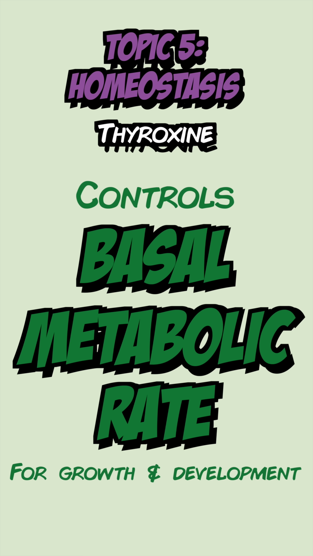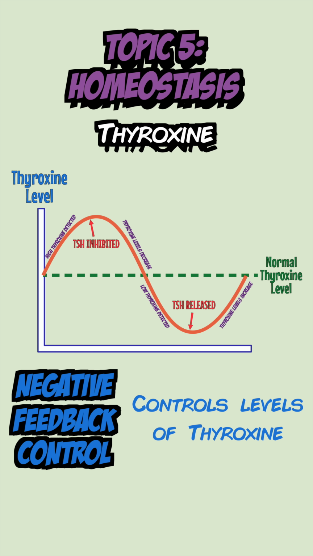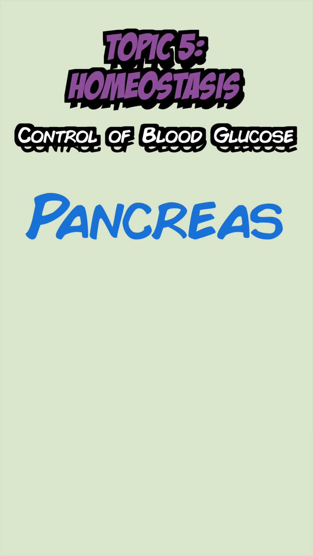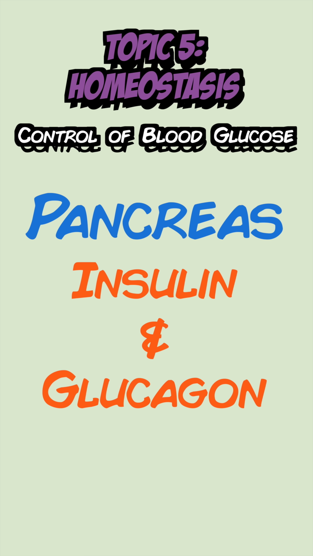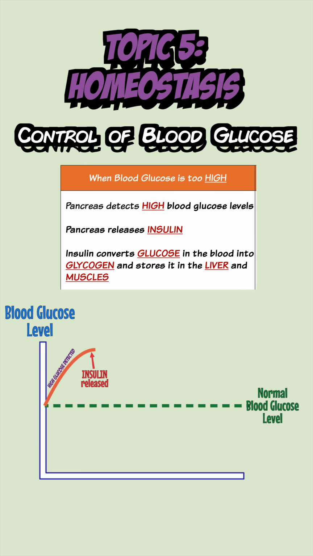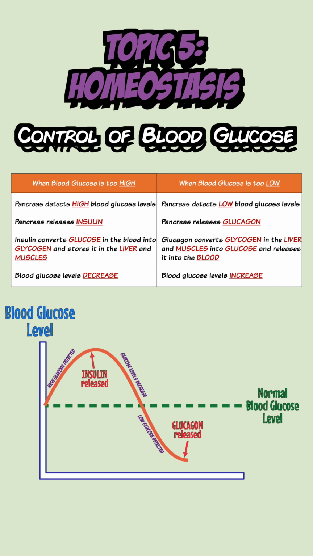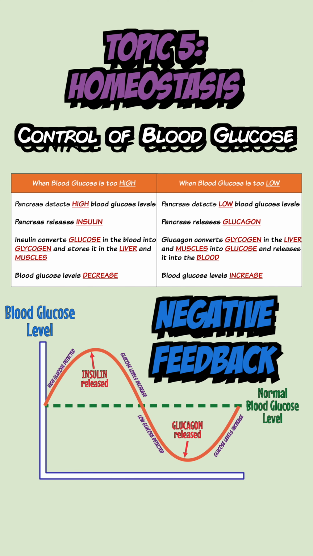The levels of thyroxine are controlled by negative feedback control, which stops the gland from producing too much or too little hormone. The pancreas produces the hormones insulin and glucagon, which are both important in controlling blood glucose concentration. If blood glucose concentration is too high, the pancreas produces insulin, which converts the glucose into glycogen and stores it in the muscles and liver. If blood glucose is too low, it produces glucagon instead, which converts the glycogen in the liver and muscles back into glucose and releases it into the blood. Just like thyroxine, both of these hormones work using a negative feedback cycle to keep glucose levels constant.